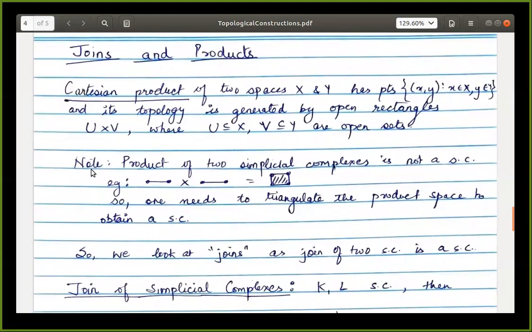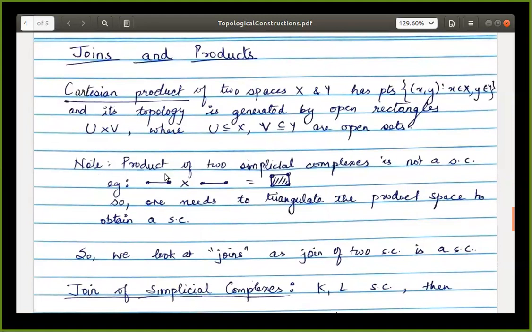However, let's say very simple topological spaces are simplicial complexes. If you take two simplicial complexes, rather just take two one-simplices, then their Cartesian product is going to have this structure. But this is not even a simplicial complex. You will have to triangulate it to make it into a simplicial complex. So this is not something really desirable. That's why there is another concept called joins.